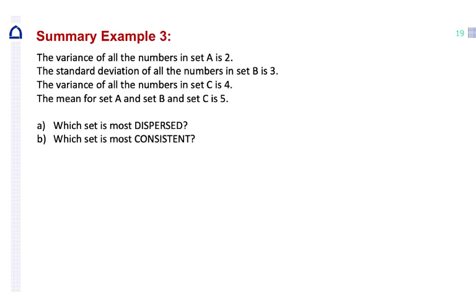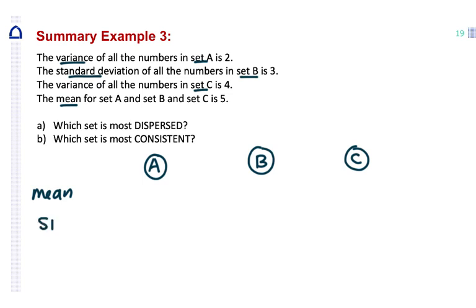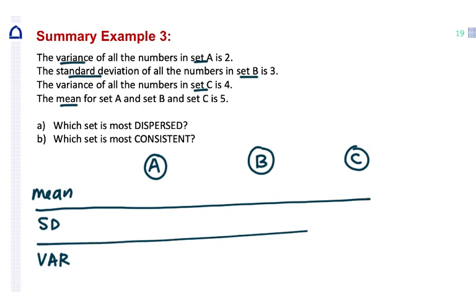Okay, for our last example, it's telling us a lot of information about 3 different sets of data, set A, set B, and set C. We don't know the actual data, we're not given that, but we're given facts about the data set. So the first thing I would do is just kind of make a table to organize everything that's being told. So I see them telling us about the variance, the standard deviation, and the mean. So I will make those categories mean, standard deviation, and variance, and that way we'll have a place to put all the information they tell us.